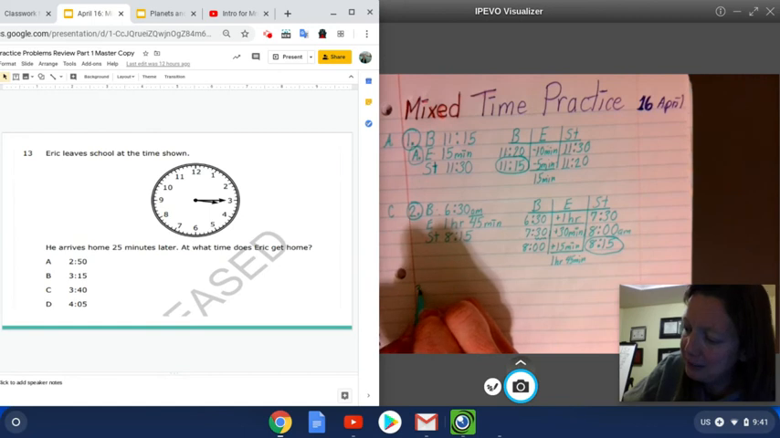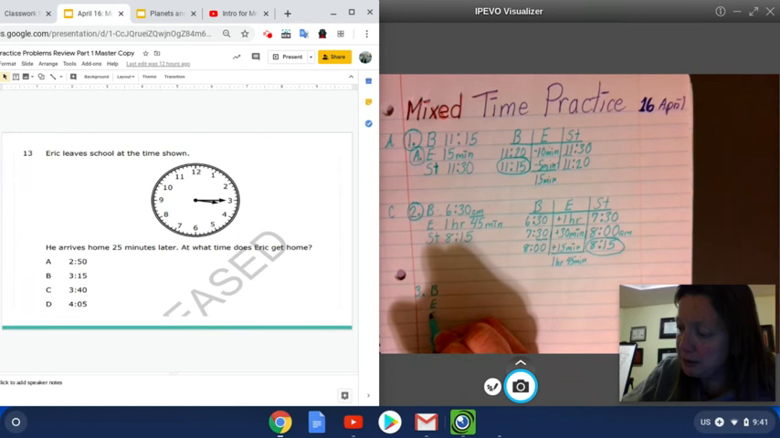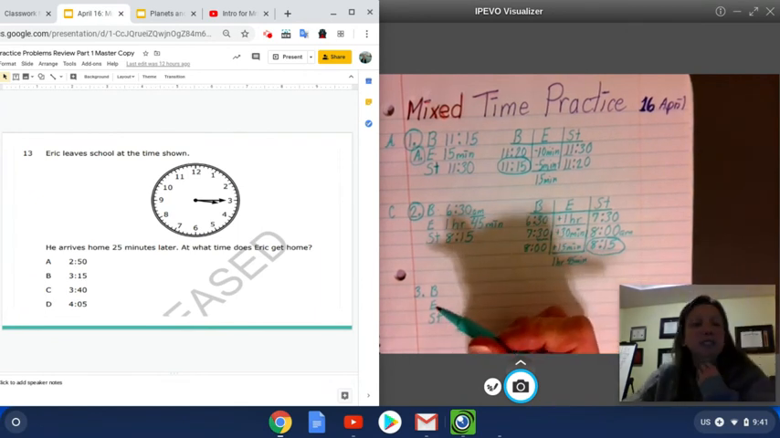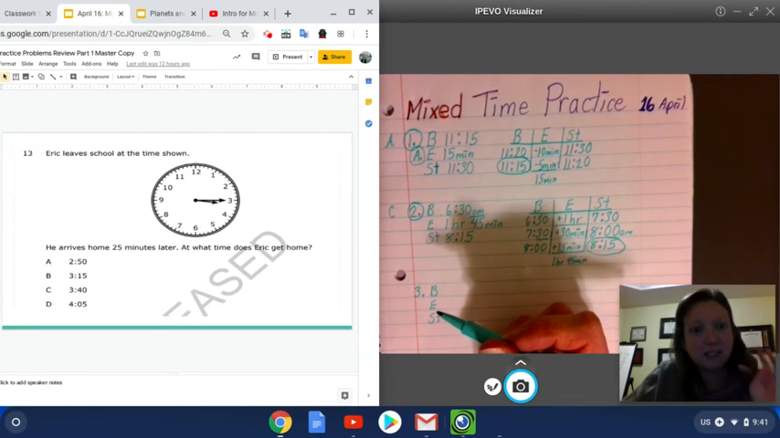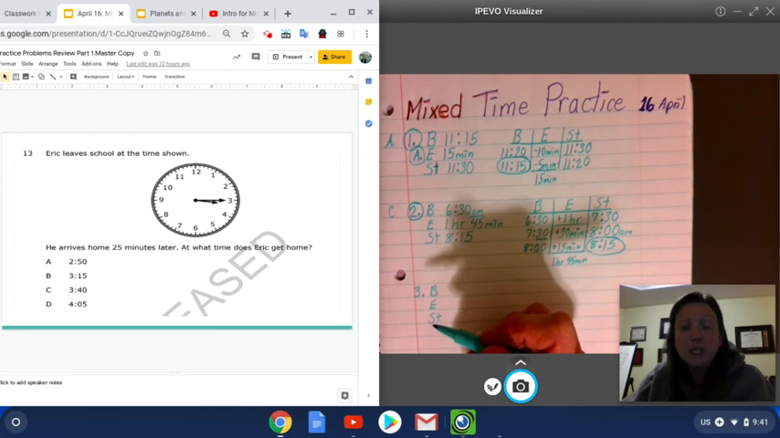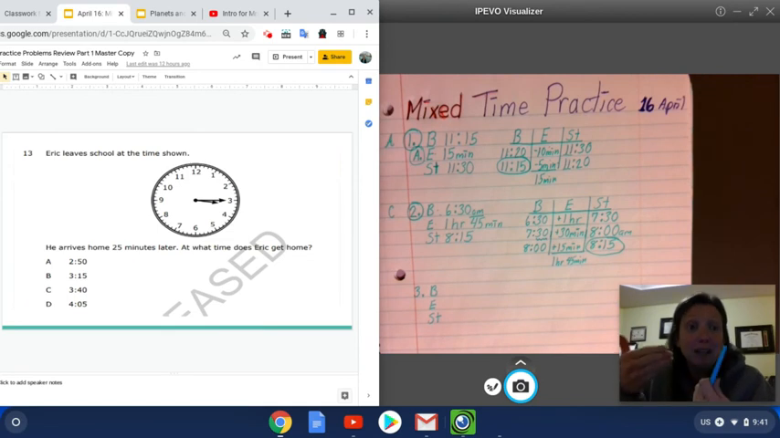All right, number 3. I'm going to start off the same way with my best chart. Eric leaves school at the time shown. He arrives home 25 minutes later. At what time does Eric get home? Well, we should see right away, what am I given? I'm given a time that he leaves school. Now, when he's leaving school, and then he has to, say, walk home, and it takes him 25 minutes to walk home. They're asking me what time he'll get home.